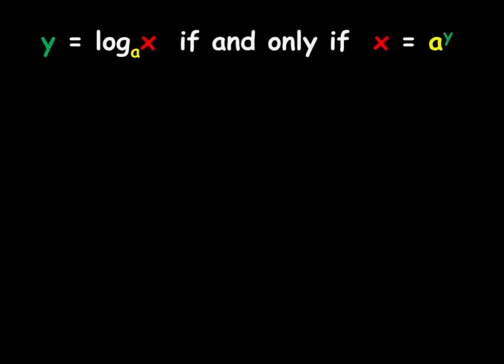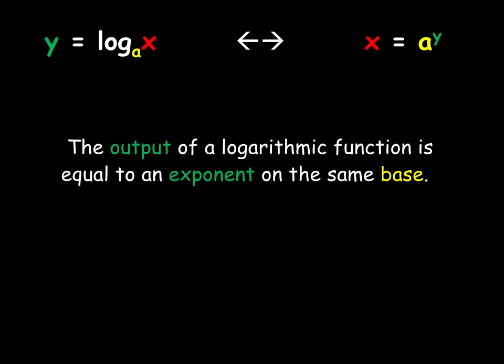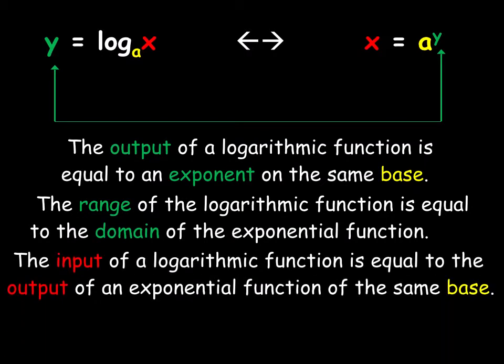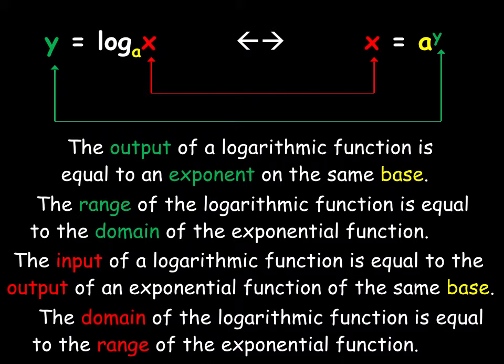Y equals the log base a of x if and only if x equals a to the y. The output of a logarithmic function is equal to an exponent on the same base. This is because the range of the logarithmic function is equal to the domain of the exponential function. The input of a logarithmic function is equal to the output of an exponential function of the same base. This is because the domain of the logarithmic function is equal to the range of the exponential function.